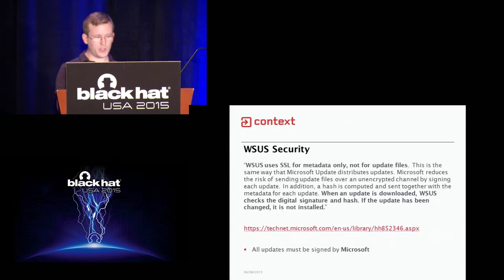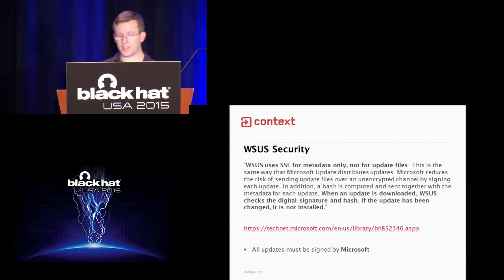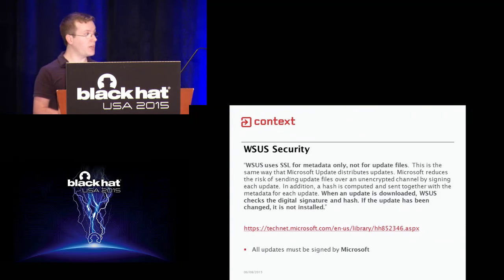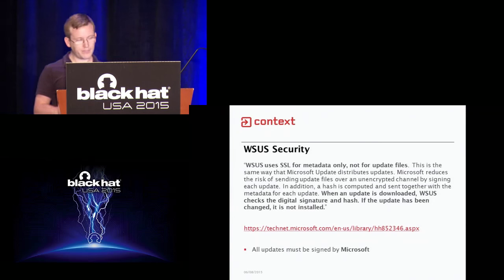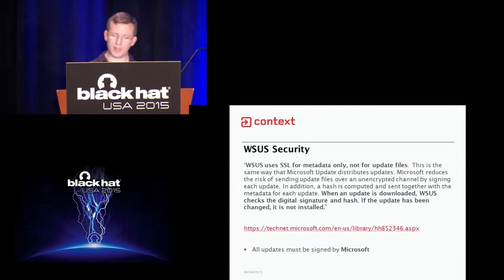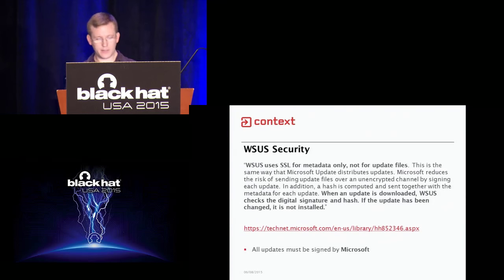So if you follow that link to the MSDN site, you get to a page that includes this text here. It explains a bit about the security of it. What it says is WSUS uses SSL for metadata only, not for update files. So the update files are always fetched over HTTP, and that's the same for Windows Update as well. It then goes on to say that actually the update files themselves are signed, and it uses hashes of the files as well. So when an update is downloaded, it says here, WSUS checks the digital signature and the hash, and if the update has been changed, then it doesn't install it.